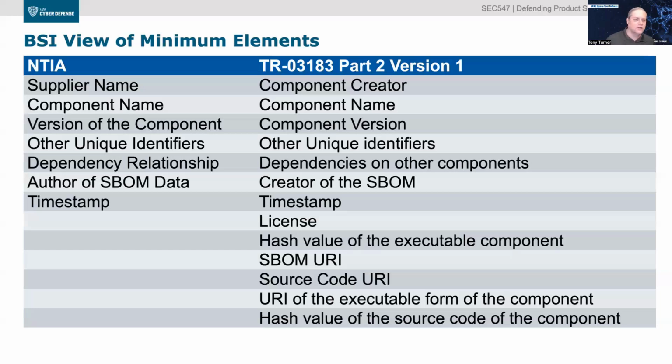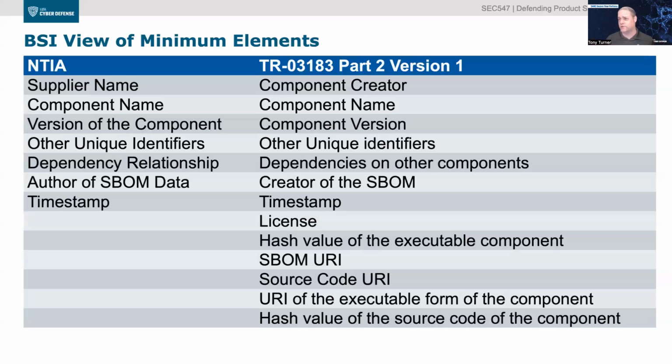Component version, same as version of component, unique identifiers, dependencies on other components, creator of the SBOM, timestamp. All that stuff is the same, right? Very standard set of fields that we should be expecting to see in the software bill of materials.